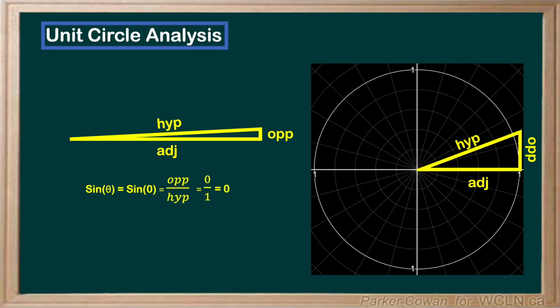While we're at it, let's also find cosine at this angle. Using similar thinking, we know our adjacent length is 1, or the radius of a unit circle. Thus, our hypotenuse must also be 1. This gives us a value of 1 for cos of 0.